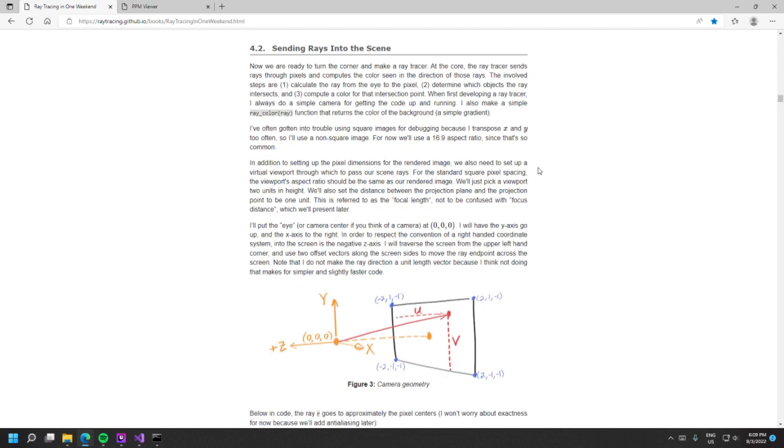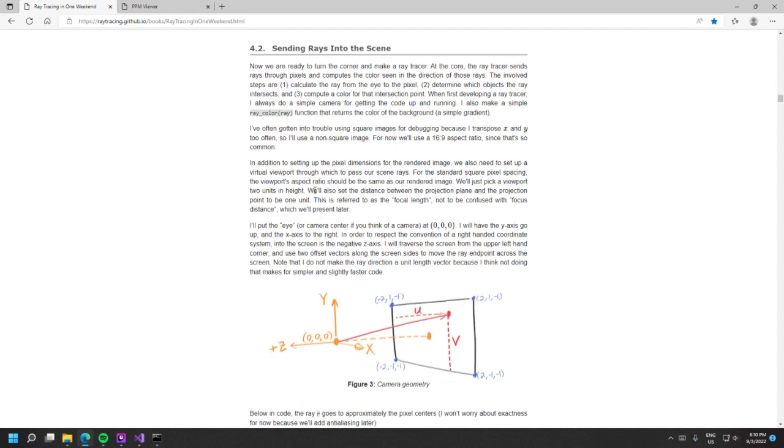Oh, okay, we are not going to use a square image now. I mean, our first example was square, but now, since it could cause some problem, let's just switch to 16:9. We also need to set up a virtual viewport through which to pass our scene rays. For the standard square pixel spacing, the viewport's aspect ratio should be the same as our rendered image. We just pick a viewport 2 units in height. We also set the distance between the projection plane and the projection point to be 1 unit. This is referred to as the focal length.